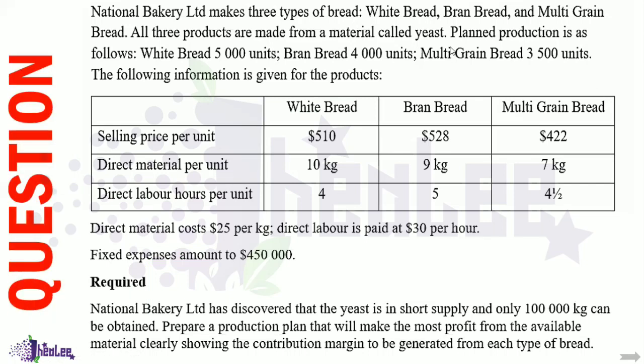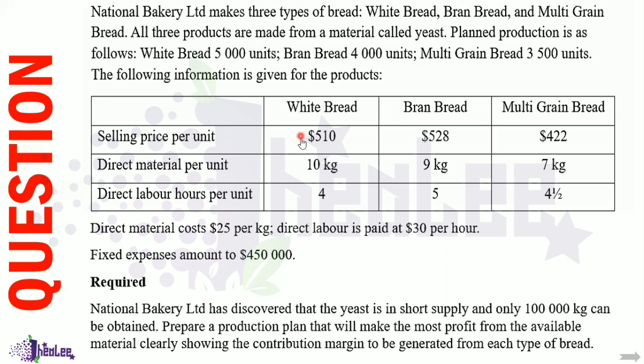National Bakery Limited makes three types of bread: white bread, brown bread, and multigrain bread. All three products are made from a material called yeast. Plant production is as follows: white bread 5,000 units, brown bread 4,000 units, and multigrain bread 3,500 units. The following information is given for the products.